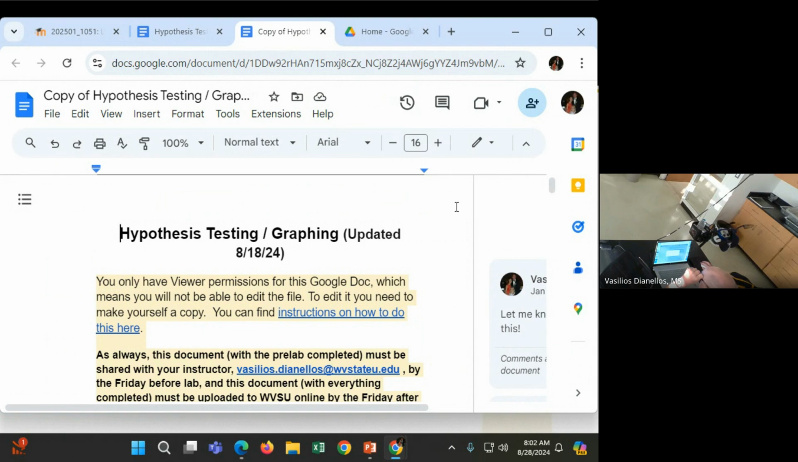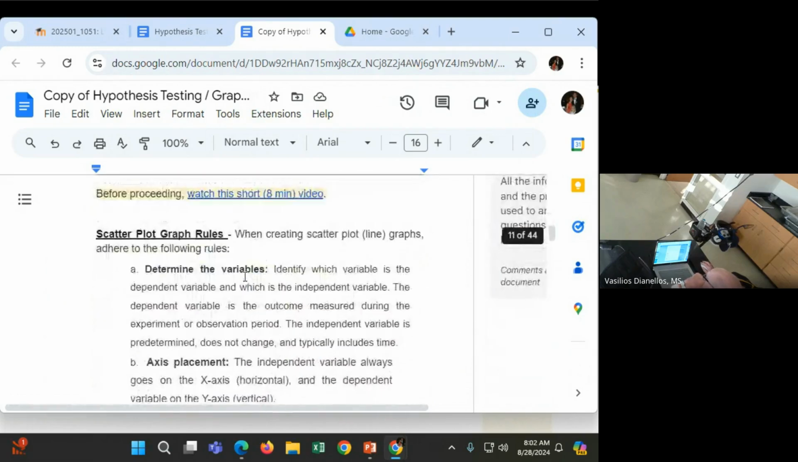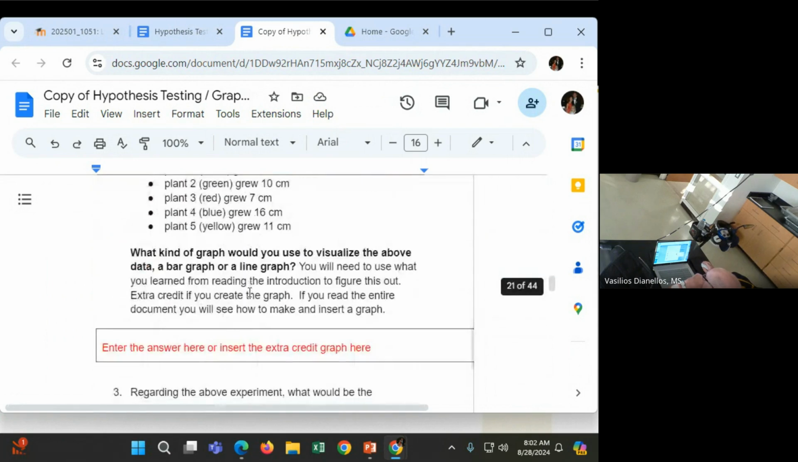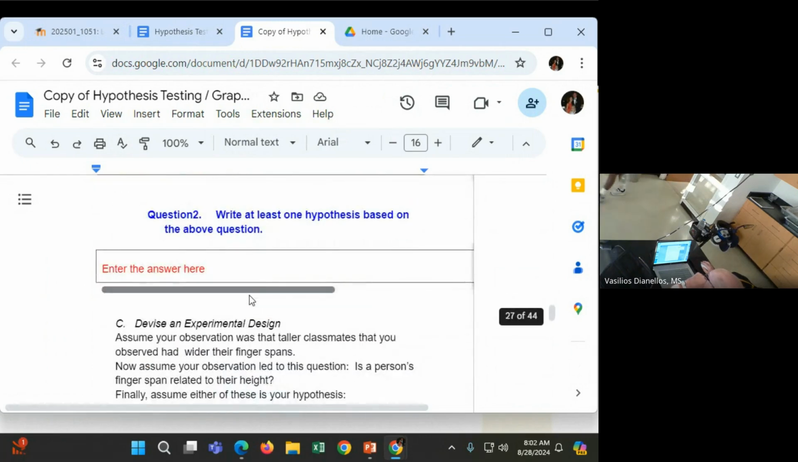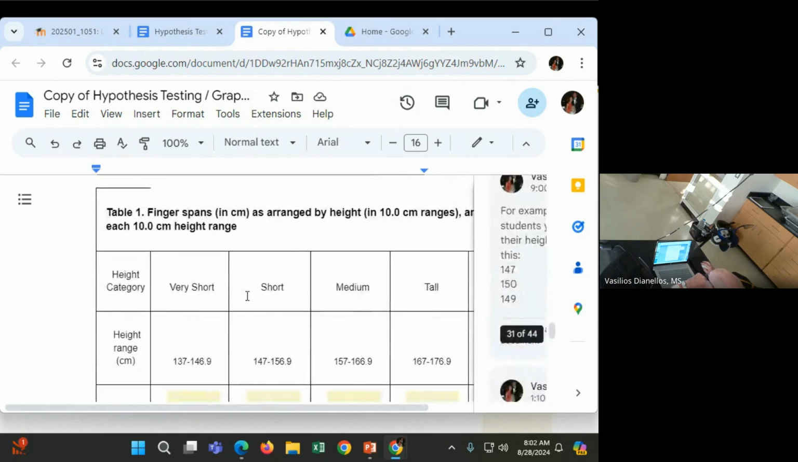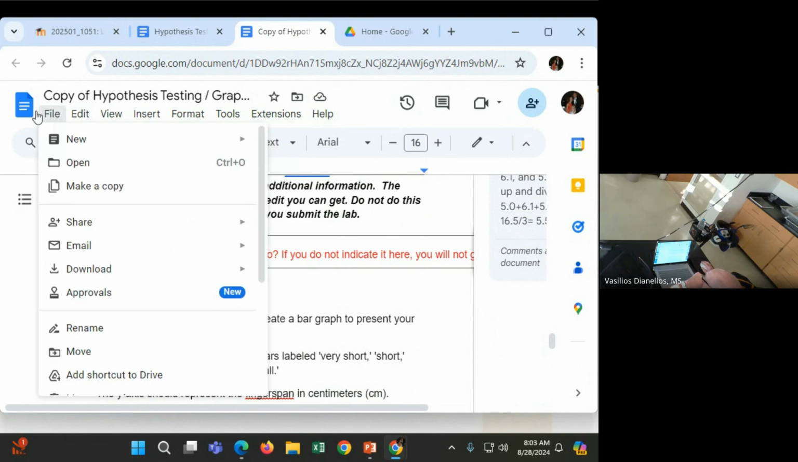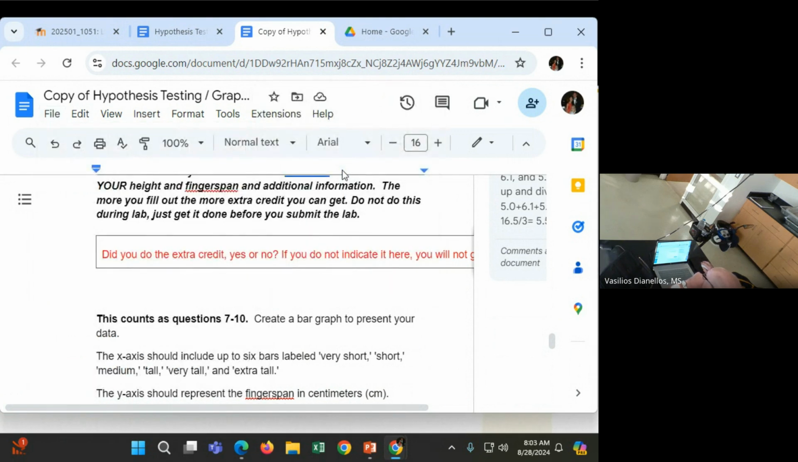And then once we meet today and actually do the lab, you fill out the rest of this stuff past the pre-lab, the actual lab. All these questions here, you're going to fill that out, right? Anyway, pretty straightforward. Once you're done, you go to File, Download. You're going to download it as a PDF. All right, there we go. I'm downloading it as a PDF.